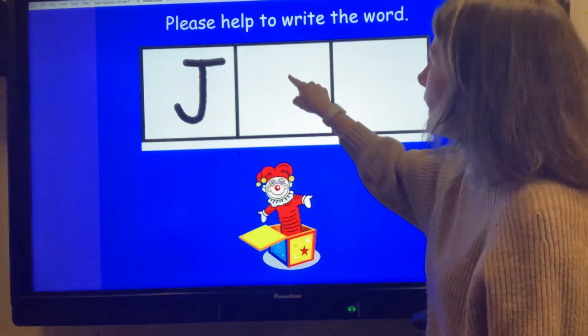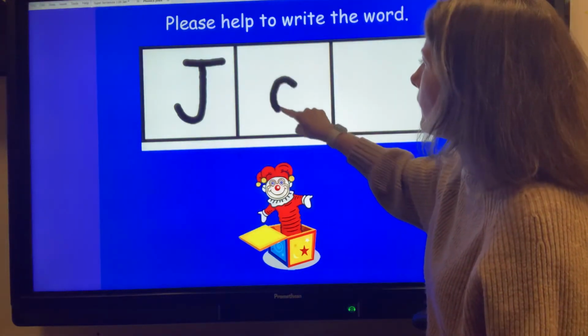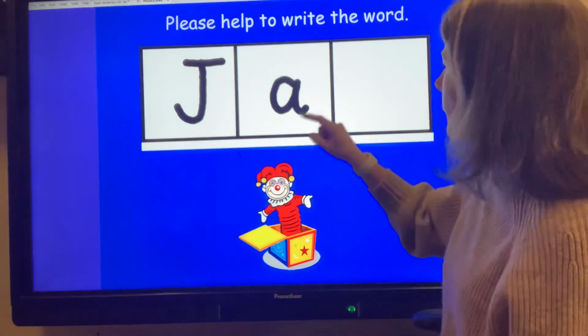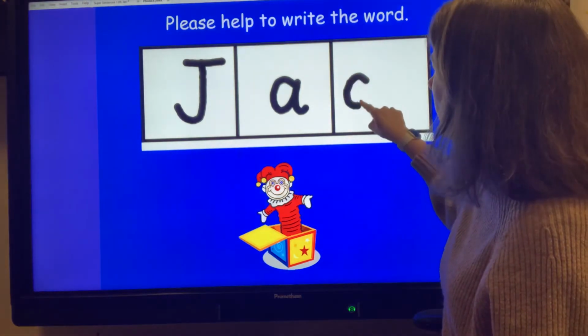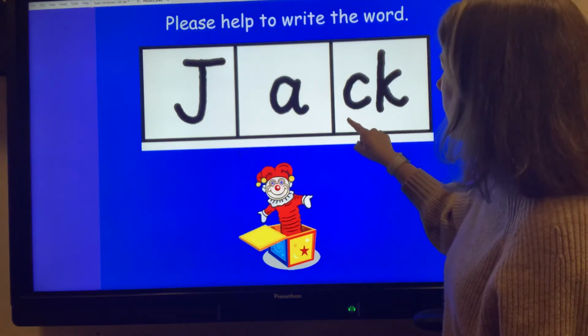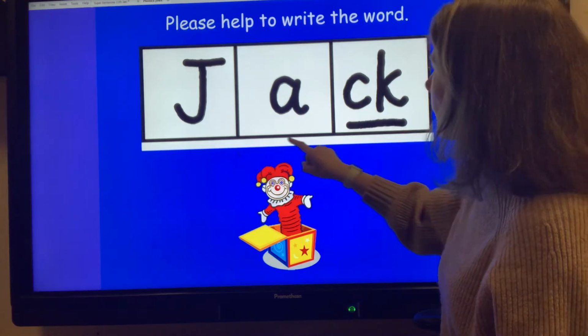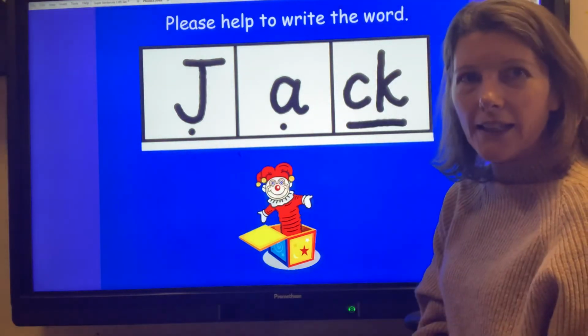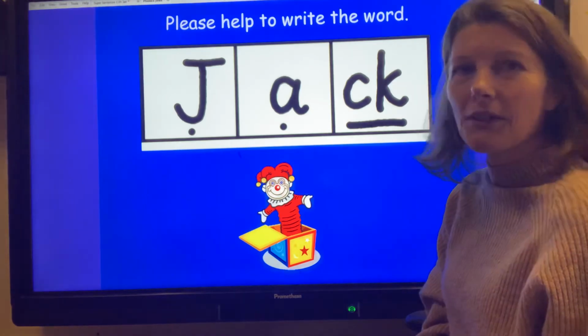Then we do an A. And then remember, it's a digraph ck. We can show it's a digraph by drawing a line underneath. So we would do J, A, ck, Jack. Well done if you got all of those.